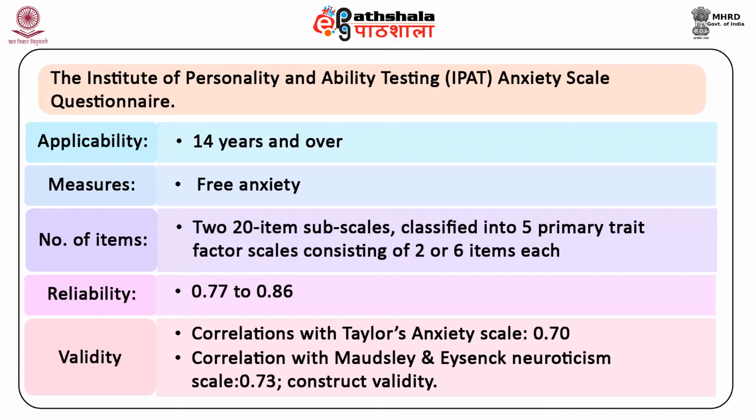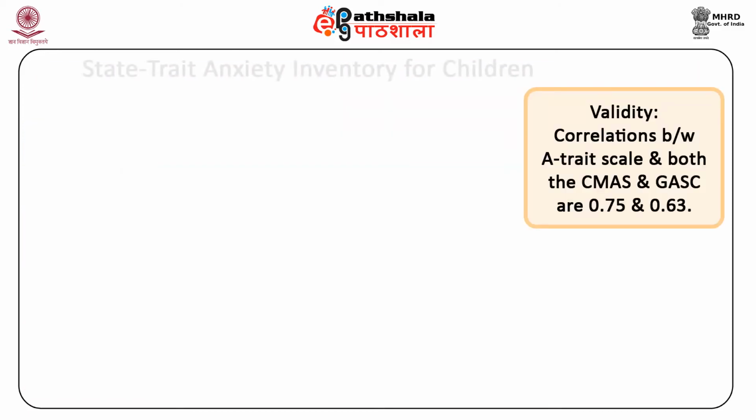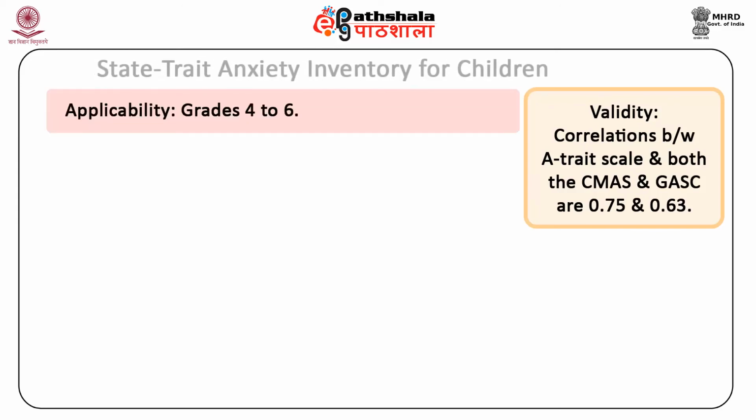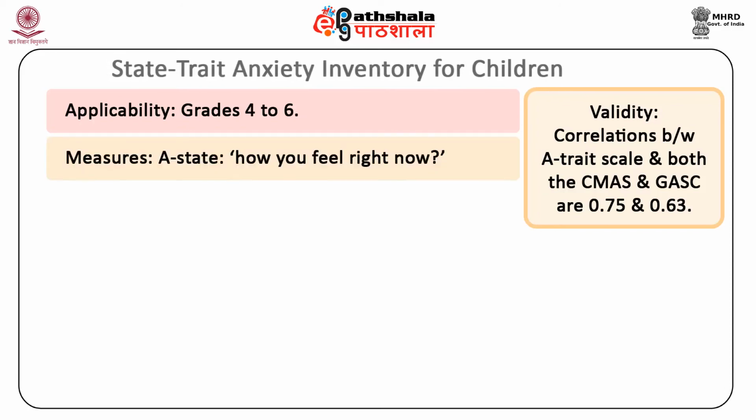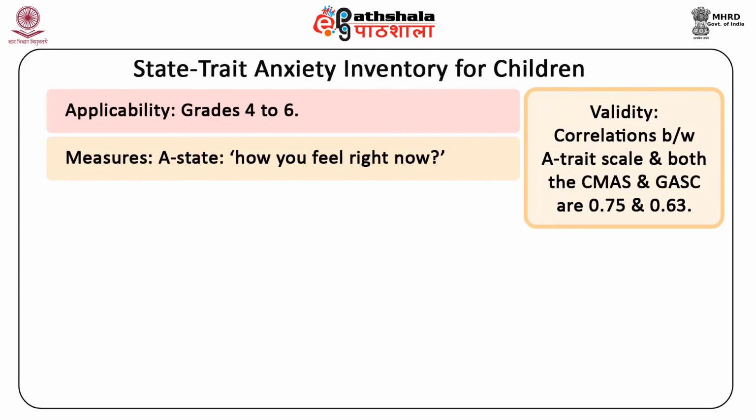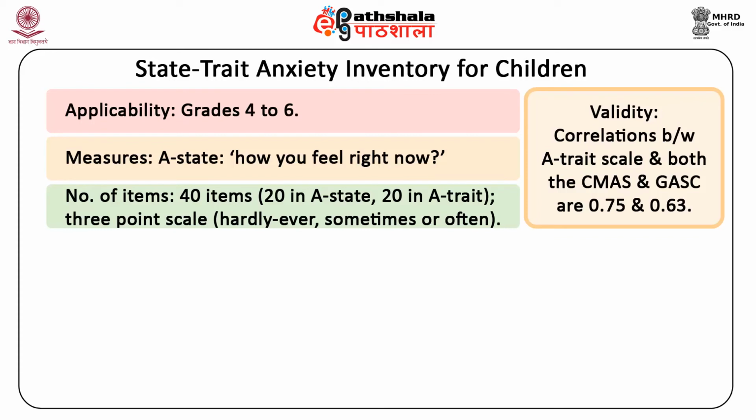Construct validity. State Trait Anxiety Inventory for Children. Applicability: grades 4 to 6. Measures a state, how you feel right now. Number of items: 40 items, 3-point scale.